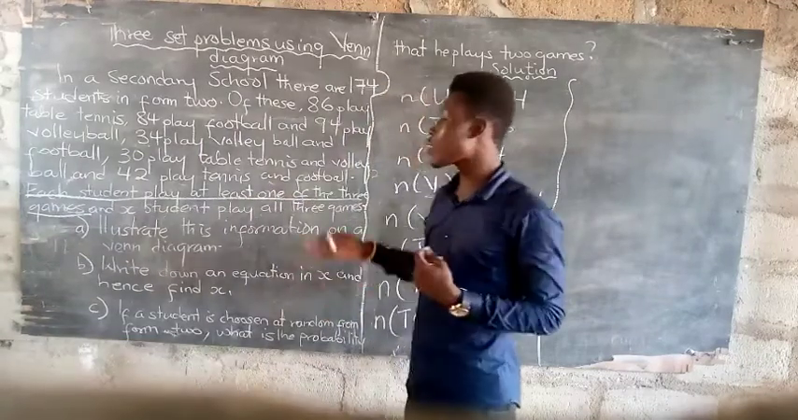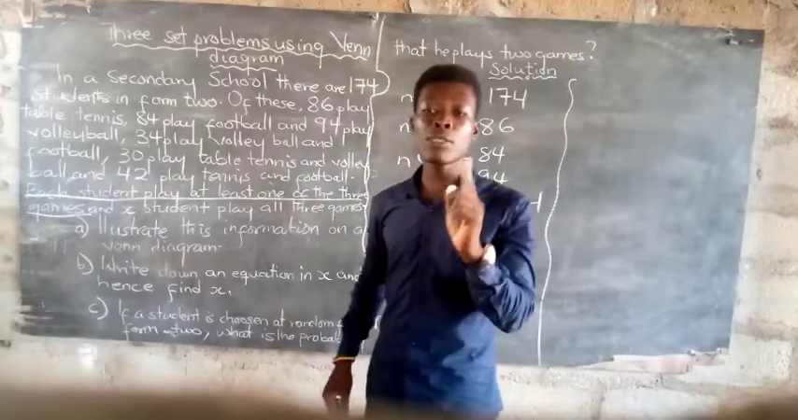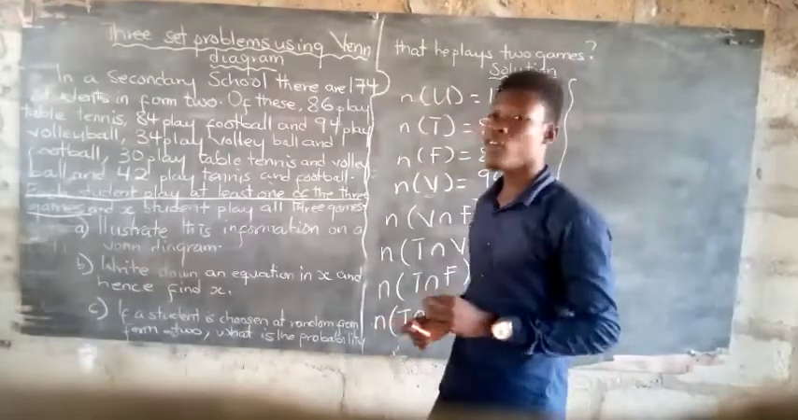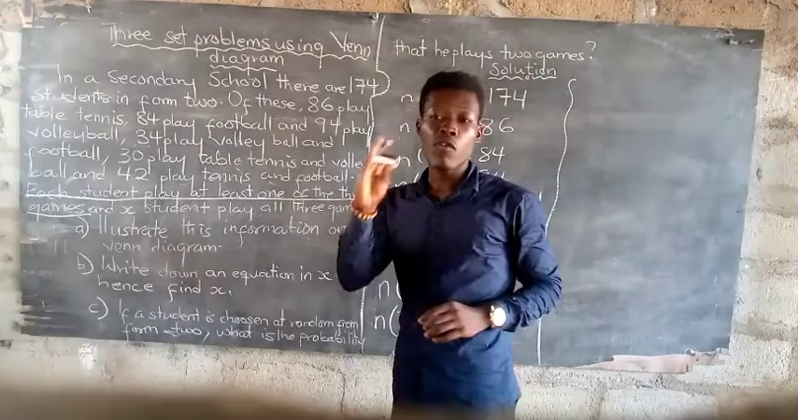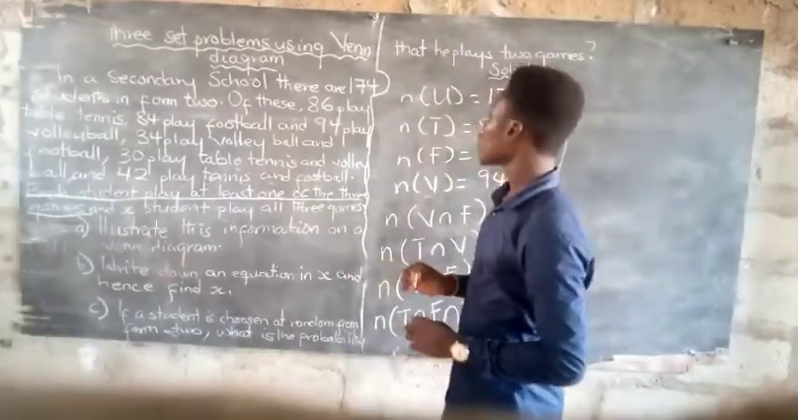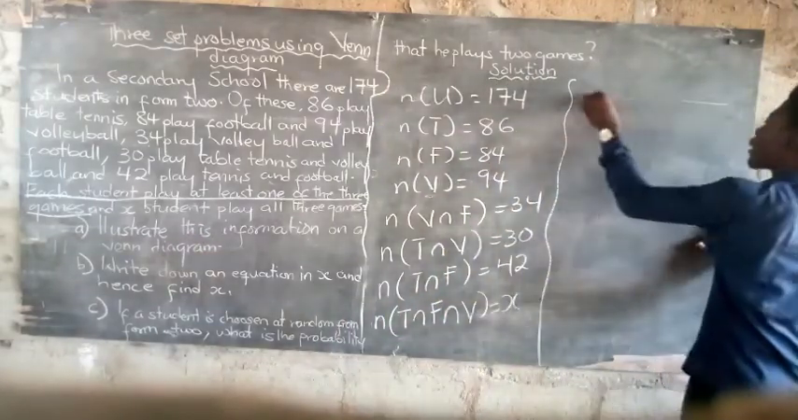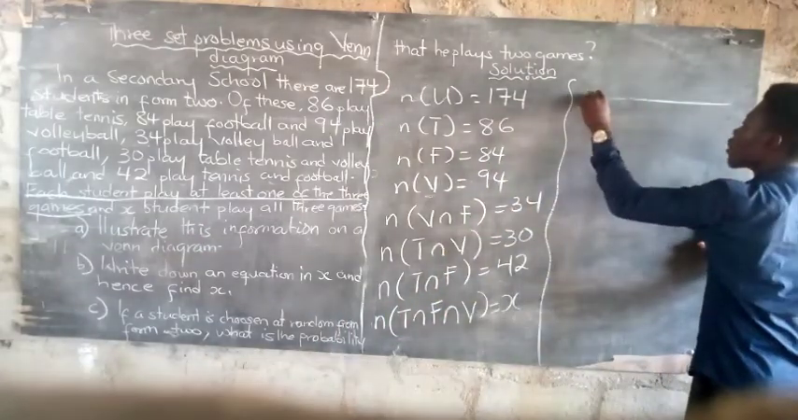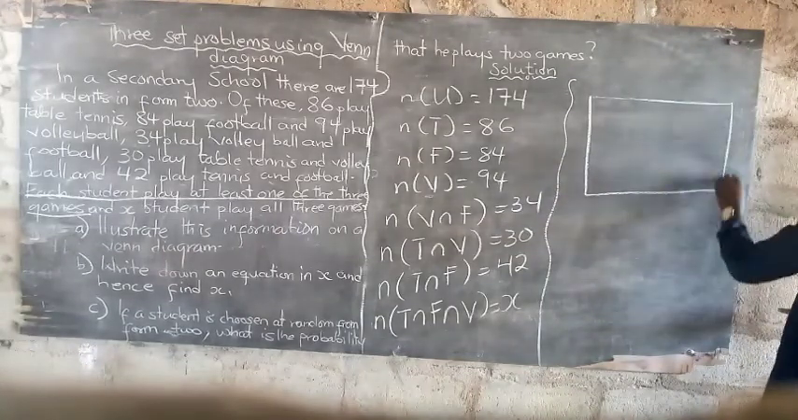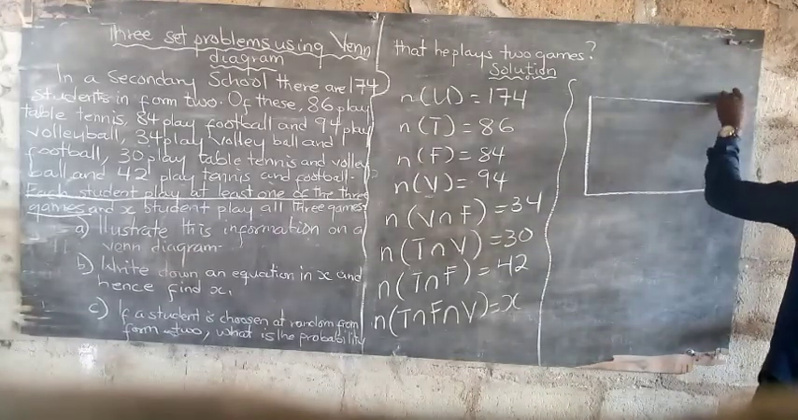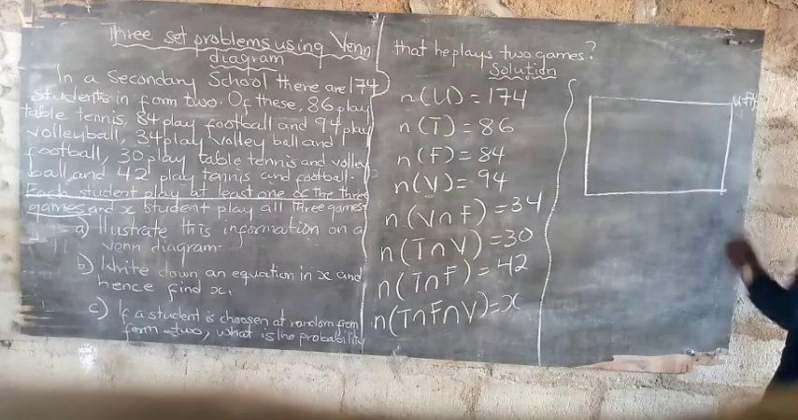When questions are set like this and they give you this particular statement, please note that always in Venn diagrams, in three set problems, we have 4 regions. In these 4 regions, we say that the last particular region, if you have a Venn diagram like this, here like this, our universal set will be here. Our universal set is 174. Look at this here.